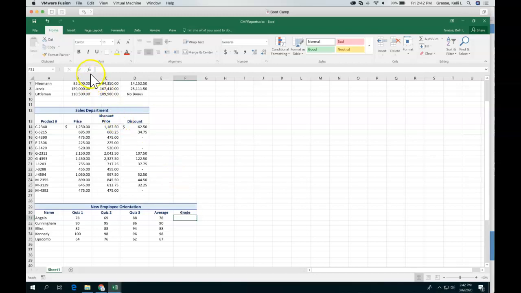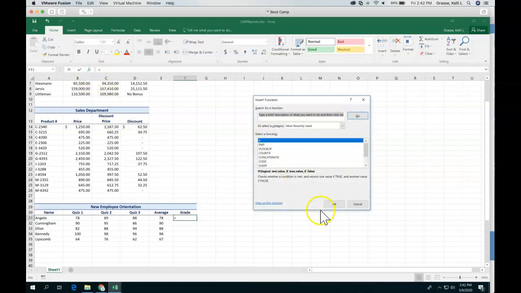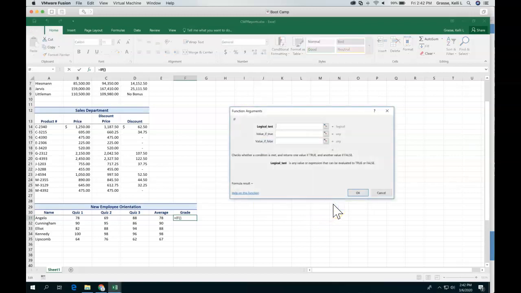So we're going to use the if function again. And our logical test is going to be if E31 is greater than 79, then it's going to put the word pass in the cell. If it's not, then it's going to put the word fail. Oops, I want to capitalize that one. Just a reminder, anything you type in here is exactly what's going to show up in the cell. So I want to capitalize, and obviously if there's any spelling errors, we want to fix those too.